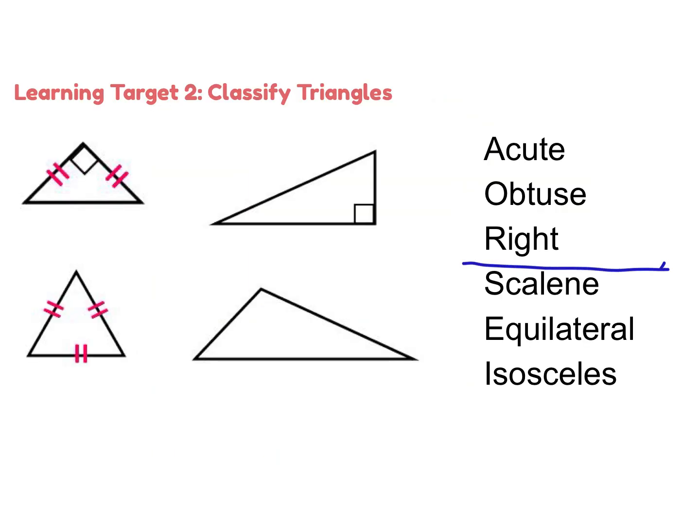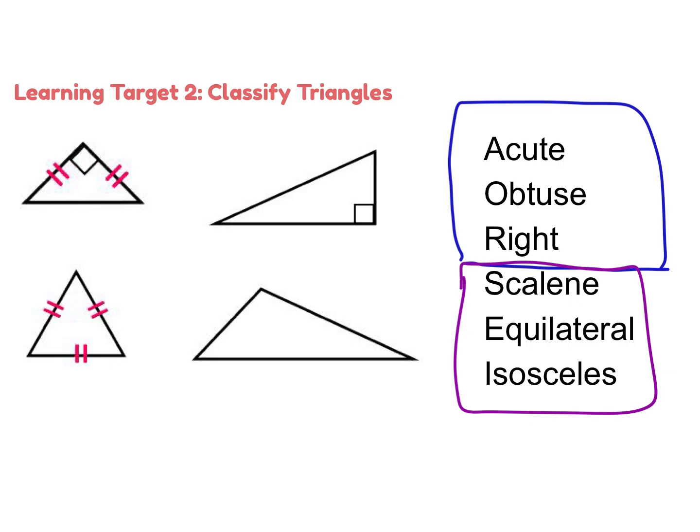These up above are all angle names, and then these are all side names. So we're just going to go through and talk about each one. First, if I'm looking at the angles: if there are 3 acute angles, then it's acute. If there's just one obtuse angle, then it's obtuse. You can never have more than one obtuse or one right in a triangle, or it wouldn't close. So if it has just one right angle, it is a right triangle.